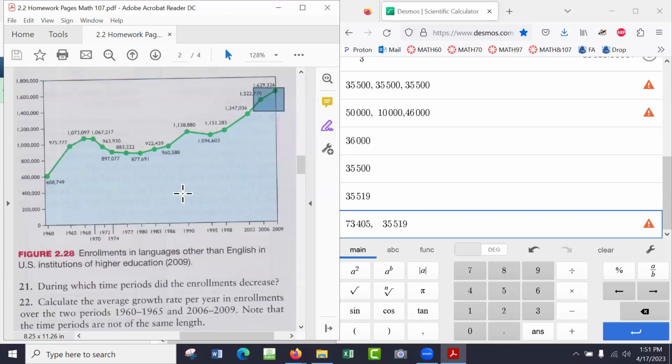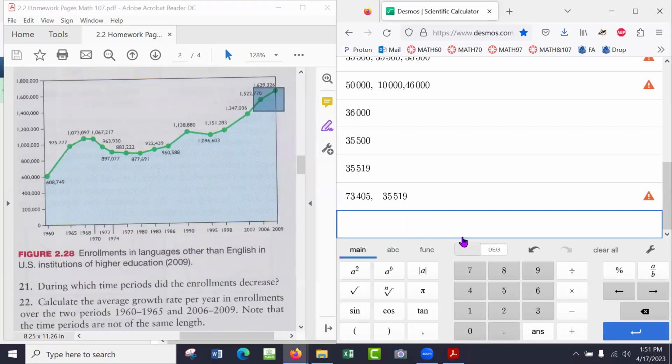So you can see that there's a steeper line from 1960 to 1965. That's the answer. And that's the answer to 23. All right.